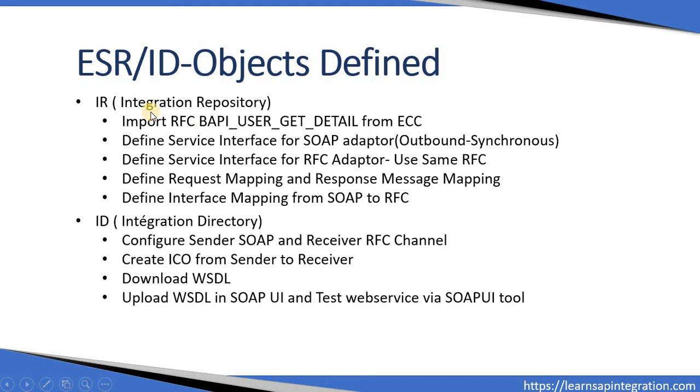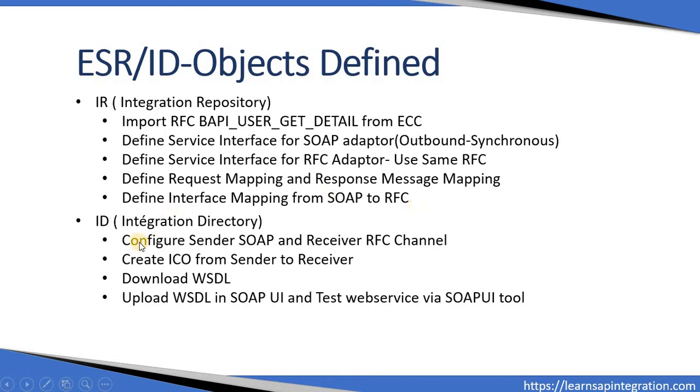So what all the objects we need to create? In the integration repository, first we need to import the RFC. It is a standard RFC. You can use any RFC. For demo purpose, I'm using this RFC. Define the service interface for SOAP adapter in the sender side. It is outbound and synchronous. And in the receiver's side, we can use the same imported RFC as a receiver service interface. And we have to create two mappings. One is request mapping, another one is response mapping. Define the interface mapping between SOAP to RFC.